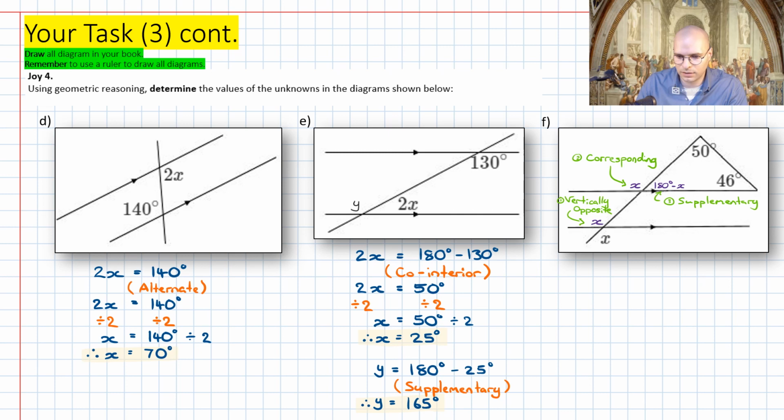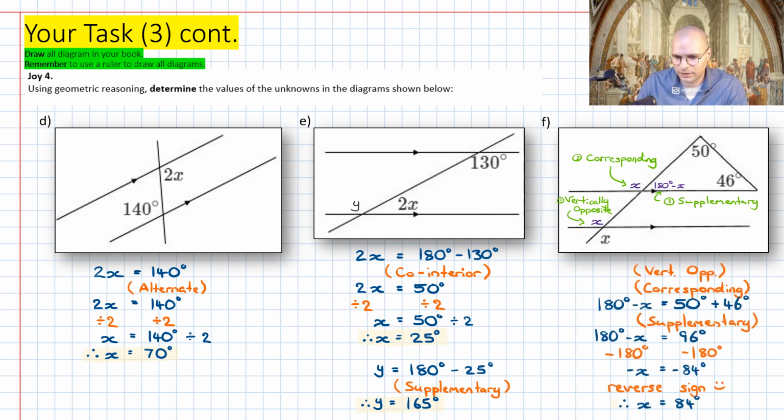F. Using a bit of relationships here, so firstly vertically opposite, corresponding, and then supplementary, you can deduce that x is equal to 84 degrees. So again, this is done by first seeing that we have a vertically opposite relationship, then corresponding, then supplementary, and then you can take 180 degrees away because of the sum of a triangle here.